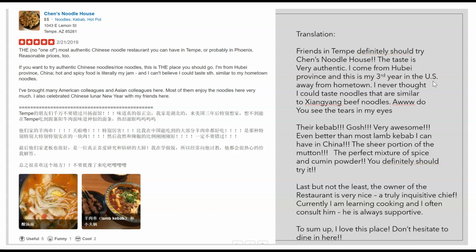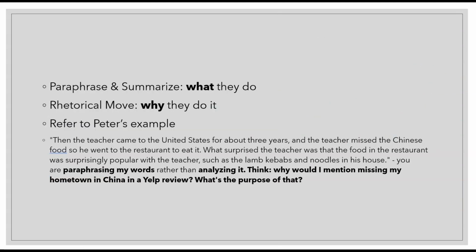And I would say that kind of emotion could resonate with many other fellow international students here. So that's a rhetorical move I am taking. And many people would confuse paraphrasing and summarizing with rhetorical move analysis. So here I want to show you an example. This also comes from one of my former students.